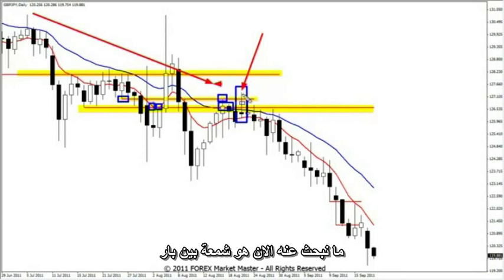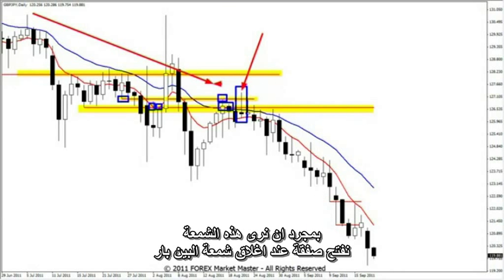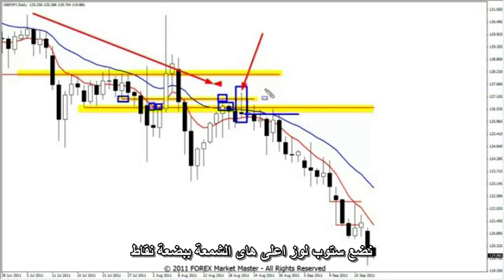The next thing we want is to see the pin bar, and this is what we've gotten here. This is our big signal. Once we've seen this pin bar, we want to enter the trade at the close of that pin bar. So we want to enter it here. We want to put a stop loss just a couple pips above the high.